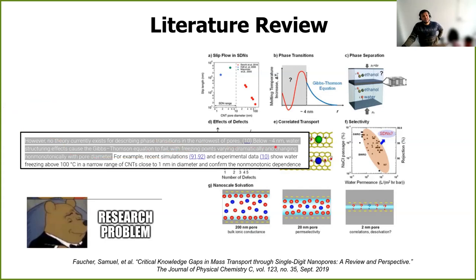So this right here says that below 4 nanometers, water structures cause the Gibbs-Thompson equation to fail, with freezing points varying dramatically and changing non-monotonically. I'll get to what this Gibbs-Thompson equation is. But the point is that when you have water restricted to the length scale of a nanometer, where we are really talking about a couple of molecules along particular directions, the phase boundary can really change. And in which way?